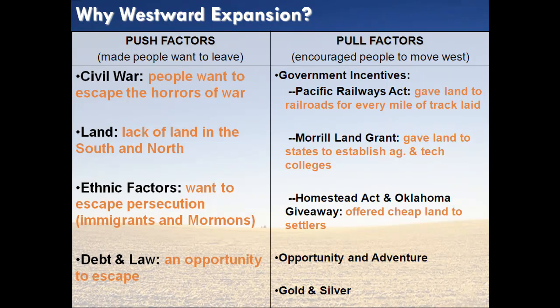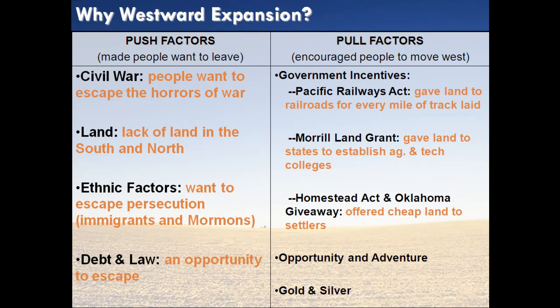On the right-hand side, you have pull factors, things that were encouraging people to move west or pulling them out west. You had government incentives. The Pacific Railways Act gave land to the railroads for every mile of track laid. This, of course, provides transportation for people who are interested in moving west. Also provides a way of shipping supplies.